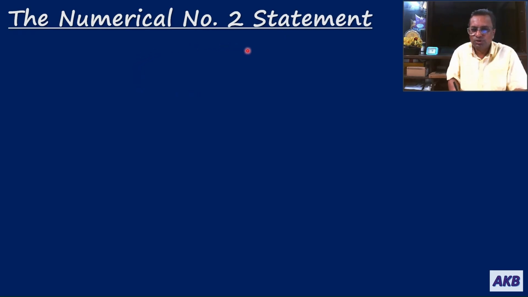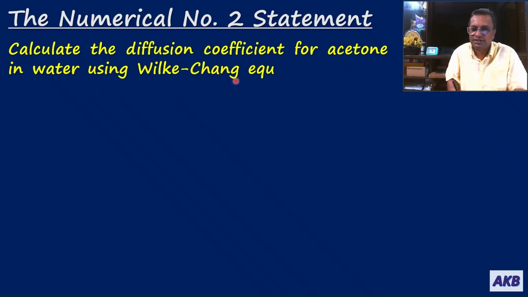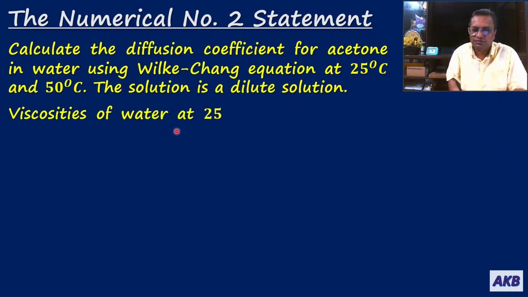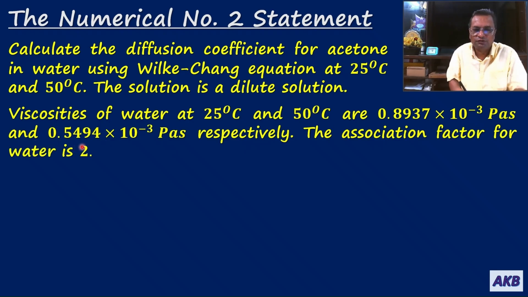Now numerical number 2 statement: calculate the diffusion coefficient for acetone in water using the Wilke-Chang equation at 25 degrees Celsius and 50 degrees Celsius. The solution is a dilute solution. Viscosities of water at 25 degrees Celsius and 50 degrees Celsius are 0.8937 × 10^-3 Pascal second and 0.5494 × 10^-3 Pascal second respectively. The association factor for water is 2.26.